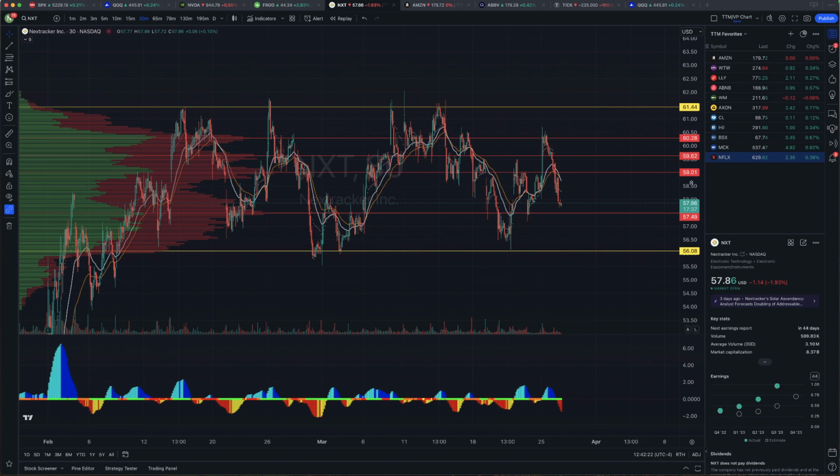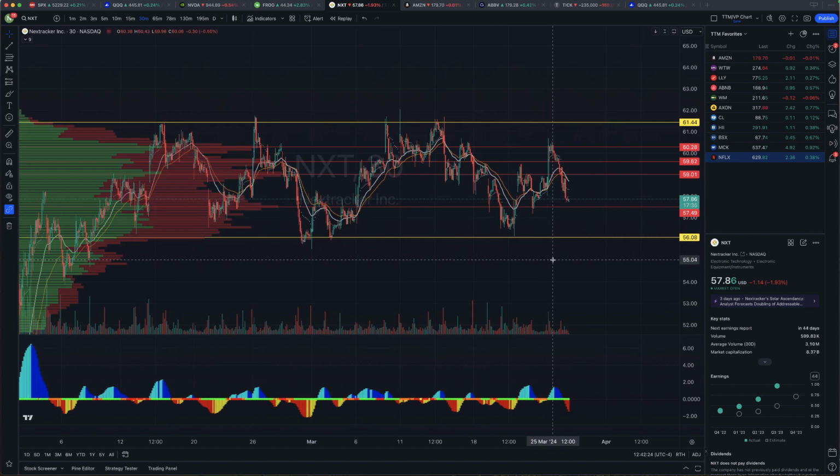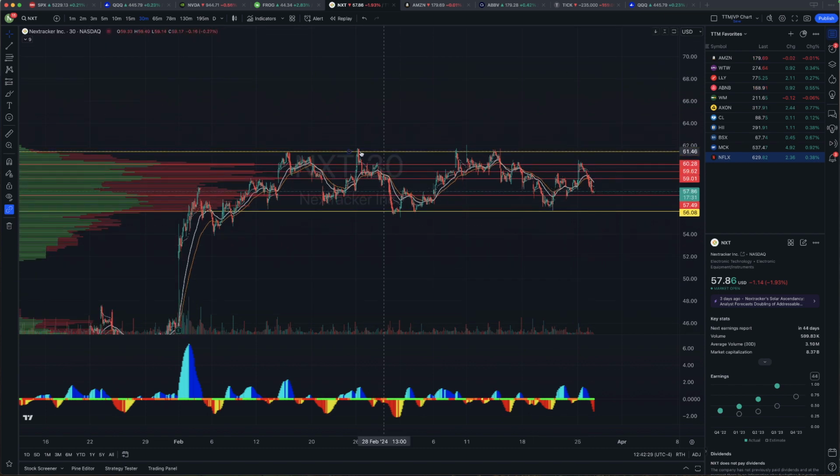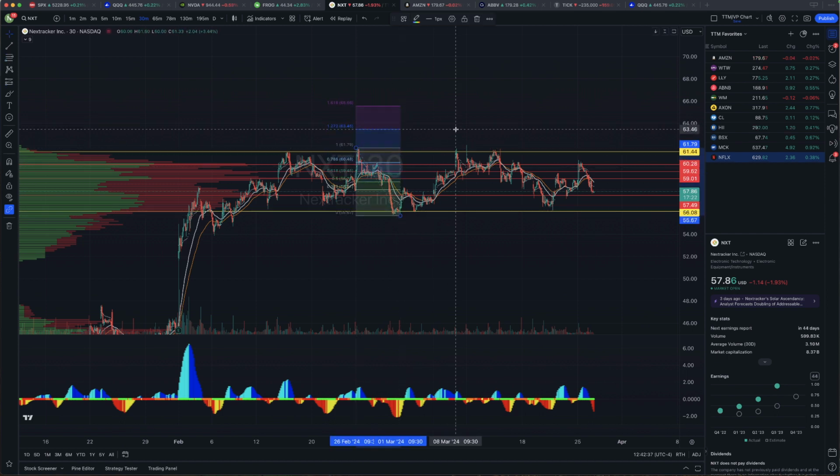I don't know where entries were. I don't know where targets are. I would think a target would be up here, 64 ish, maybe 65.